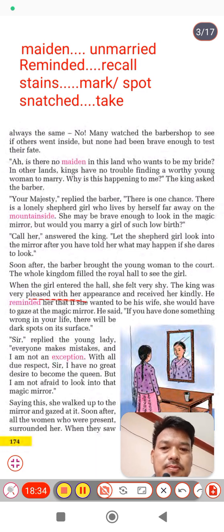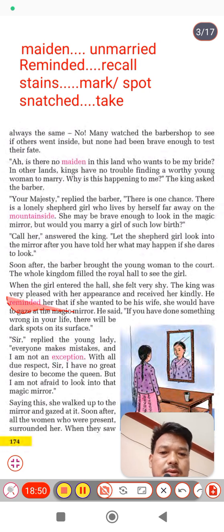She was very pleased with her appearance and received her kindly. He reminded her that if she wanted to be his wife, she would have to gaze at the magic mirror. She was told that if she wanted to be the wife of the king, she would have to look at the mirror.